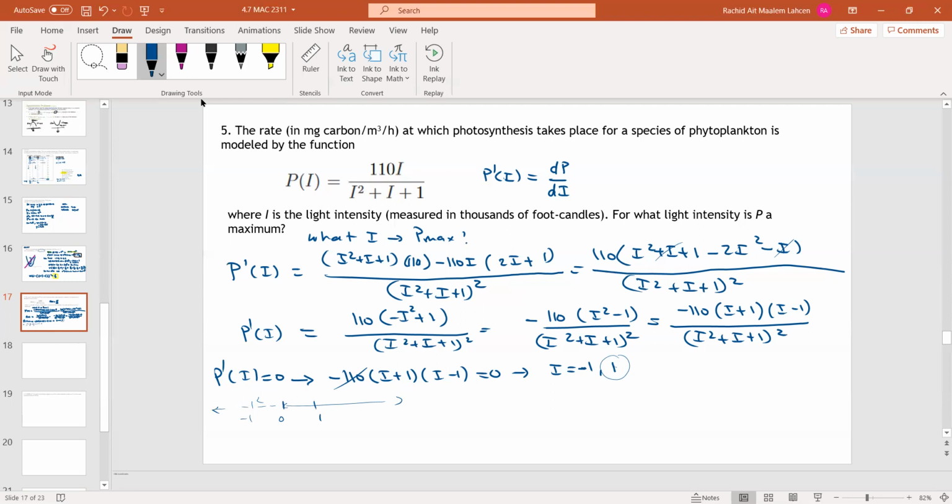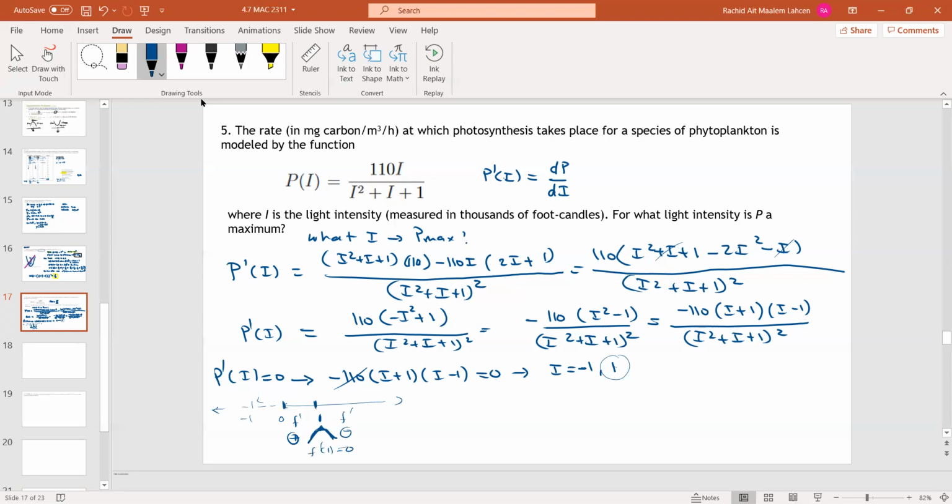So we need to find out: is this a max or not? If this is a max here, then the first derivative has to change sign on the left side and right side of 1, which means we have to have a max. And a max means here the first derivative is positive and here is negative. And of course, f prime of 1 is 0, which we know now it is.